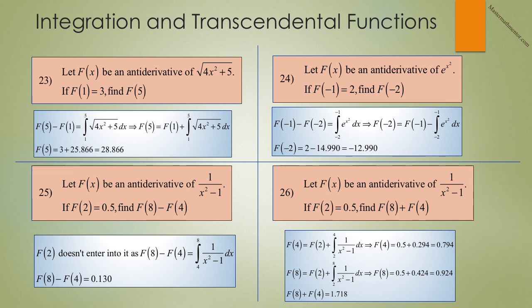We also can state that capital F of 8 equals F of 2 plus the integral from 2 to 8 of 1 over x squared minus 1 dx. And that gives us that capital F of 8 is equal to 0.5 plus 0.424 or 0.924. So therefore, F of 8 plus F of 4 is equal to 1.718.